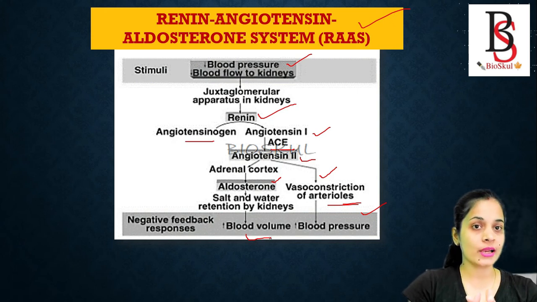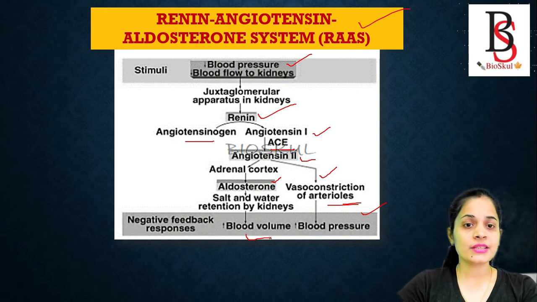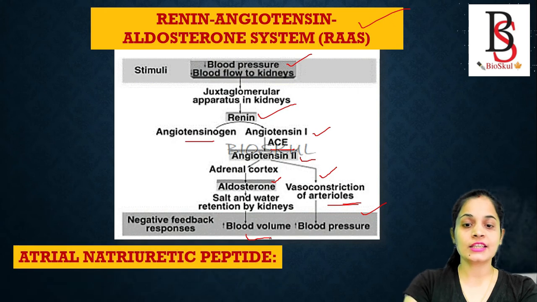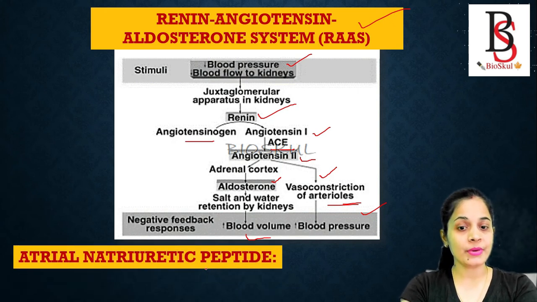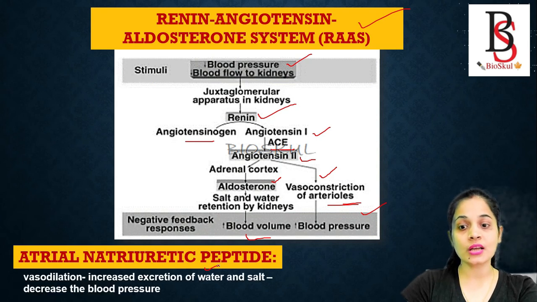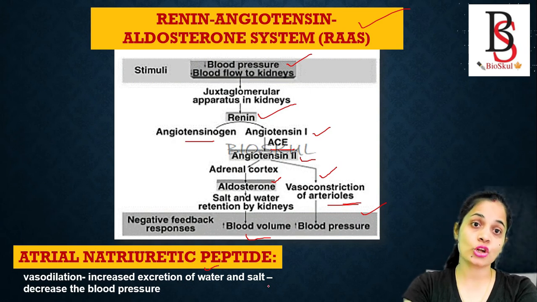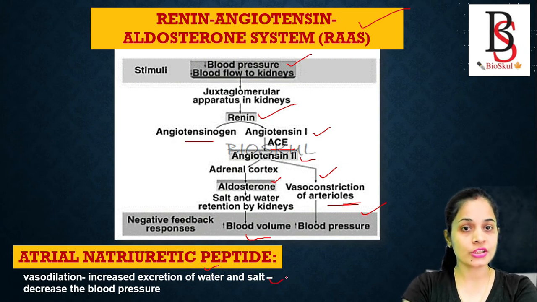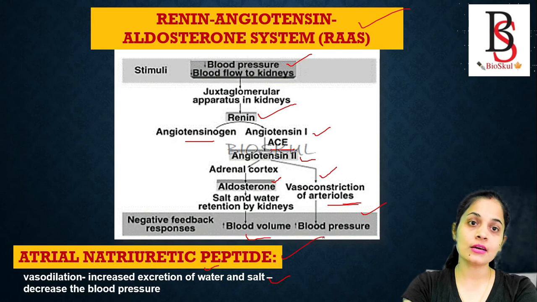Besides that, another factor that also regulates the blood pressure is ANP, that is atrial natriuretic peptide. This hormone is secreted when there is more venous return. It causes vasodilation and increases the excretion of water and salt, thereby decreasing the blood pressure. Okay, atrial natriuretic peptide hormone decreases the blood pressure.